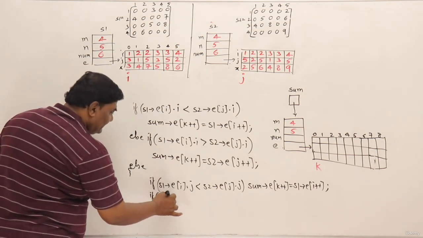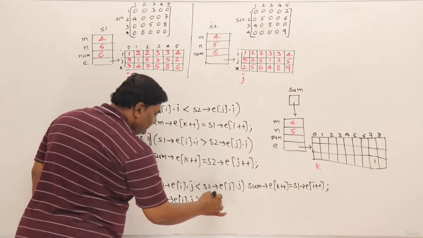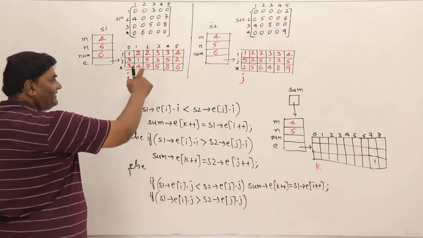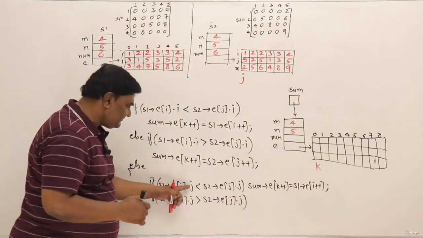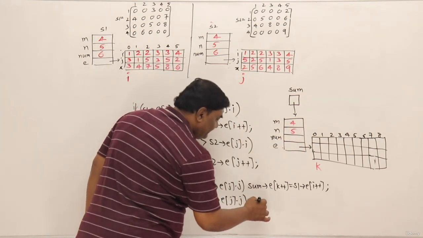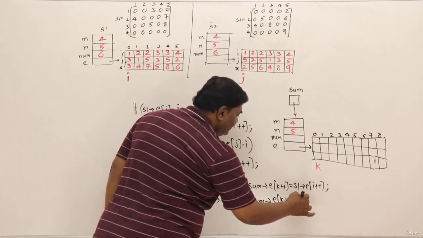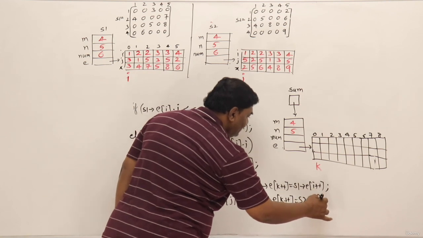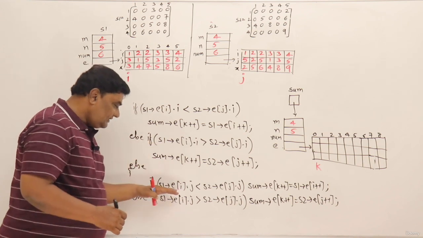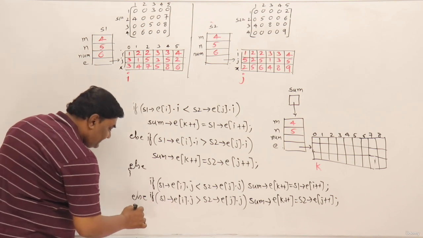Otherwise, if S1's E of i dot j is greater than S2's E of j dot j, meaning this is greater than that one. Columns we are checking. See, these are columns. j are columns. Then copy this element there. So sum's E of k plus plus is assigned S2's E of j plus plus. So we have finished with the row is small or row is greater, column is small, else column is greater, otherwise both are equal. So this is in the final else.